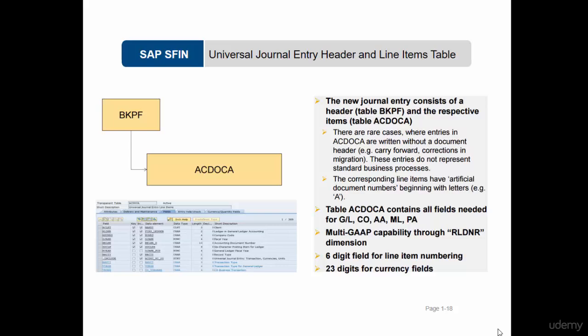The ACDOCA table contains all fields needed for general ledger, controlling, new asset accounting, material ledger, and profitability analysis. Multi-Generally Accepted Accounting Principles (GAAP) capability is provided through the RLDNR dimension. Line item numbering has been increased from a 3-digit field to a 6-digit field. And finally, the currency fields are increased to 23 digits.